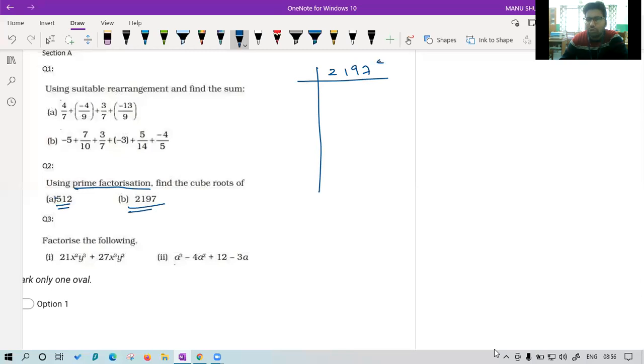So the number we had was 2197. If you start with 2, you cannot divide. If you start with 3, 2 plus 1 is 3, 3 plus 7 is 10, 10 plus 9 is 19. We cannot divide by 3. We cannot divide by 4 because it is not an even number at the end. By 5, no possibility because it is not 0 or 5 at the end. Then by 6, again because it is not divisible by 2.